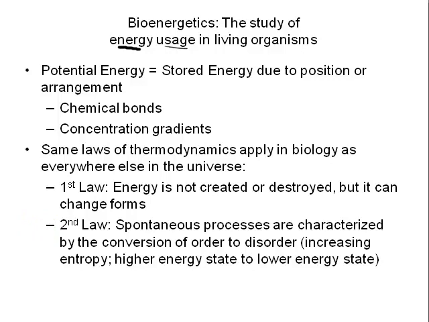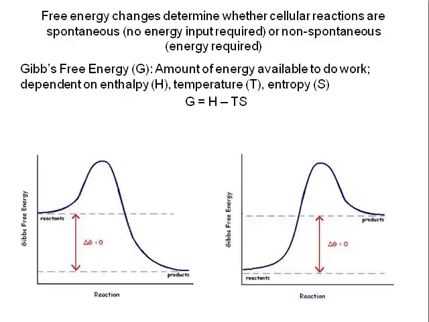The second law states that spontaneous processes are characterized by an increase in entropy or disorder. Or the other way of thinking about it is it's going from a higher energy state to a lower energy state. Going the other direction, increasing order or increasing energy, is going to require an energy input to make it happen. That's not going to be spontaneous. Now, don't confuse spontaneous with fast. Just because something is energetically favored doesn't mean it's going to happen quickly. More on that in a little bit.